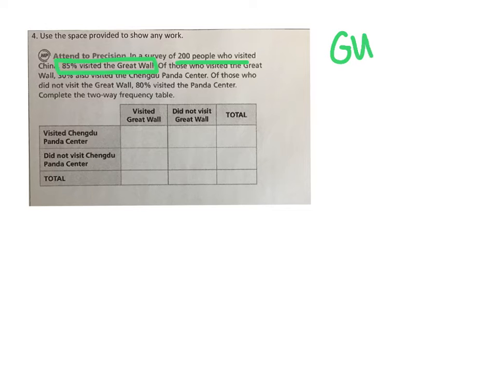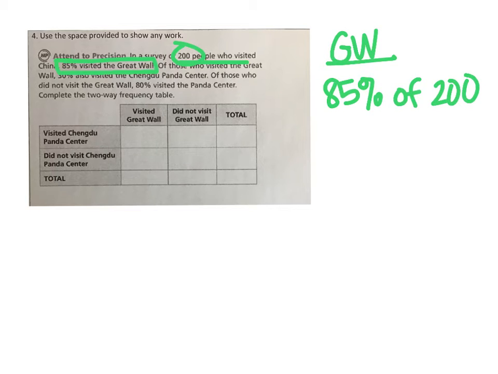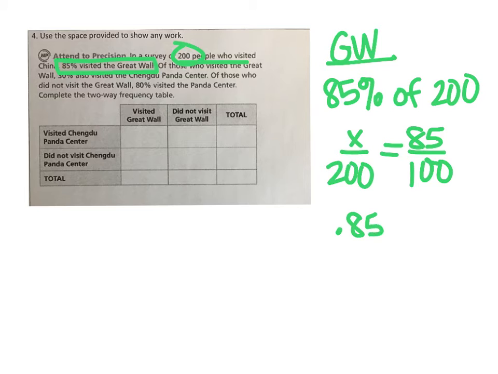So I'm going to come over to the side and do a little work. Again, you can choose how you want to do this. There were 200 people and 85% of them visited the Great Wall. So I need to find what's 85% of 200. A couple ways you could do it. Again, you can set up your proportion if you want. So I get 85 over 100, and then 200 total people. I want to know that. Or you could do 0.85 times 200. When you type that in, you end up with 170.